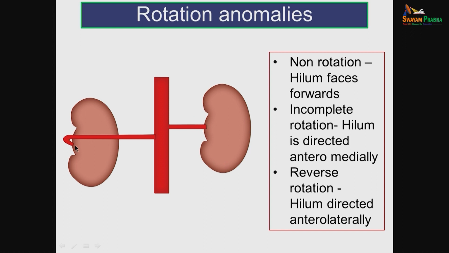See the picture on what I am pointing out. There is reverse rotation. Hilum is directed anterolaterally. So, there can be anomalies associated with the rotation of the kidney. These three are rotation anomalies.